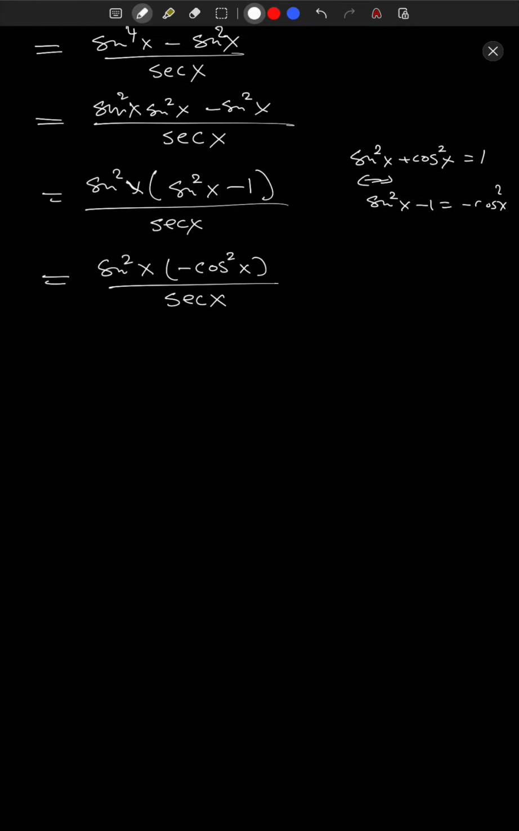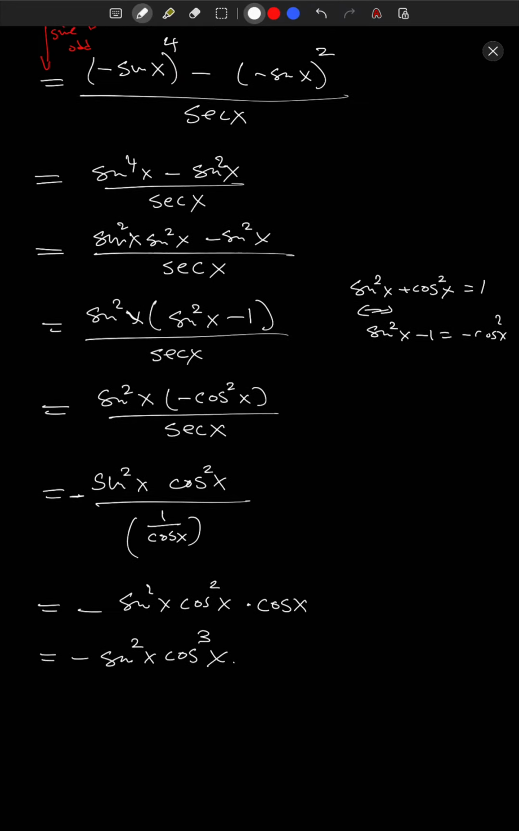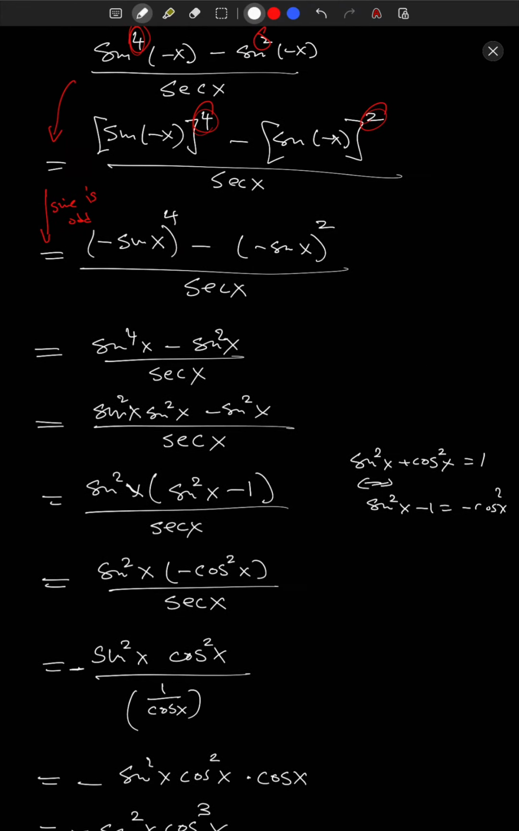And secant x is 1 over cosine, right? So I'm going to pull that minus sign out in front just to make it look a little nicer. Cosine squared x, and secant x is 1 over cosine x. And so if I simplify this fraction, this kind of double quotient, I'm going to get sine squared x, cosine squared x, and then times another cos x. All right, so ultimately I get minus sine squared x cos cubed x. So this is a much cleaner expression than the one we started out with all the way up there.